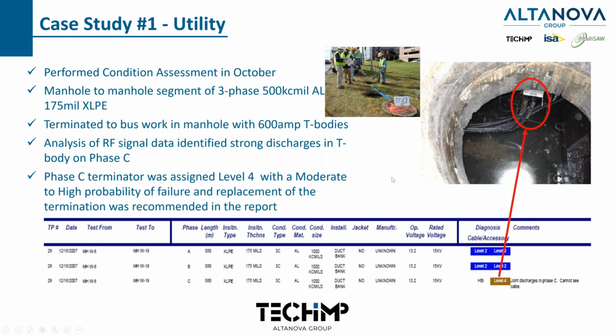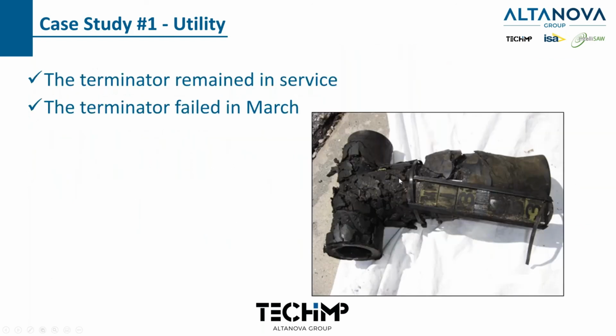Now, this was a utility, and utilities don't usually call us up and say, you were right, our cable blew up. But we had a good relationship with this one, and they actually sent us some pictures. They had scheduled this T-body to be replaced, but they didn't do it soon enough. Remember, the probability of failure is 18% in 2 years. Well, this level 4 transgressed into a level 5 rather quickly, and it failed in a little over 3 months. So they sent us that picture.